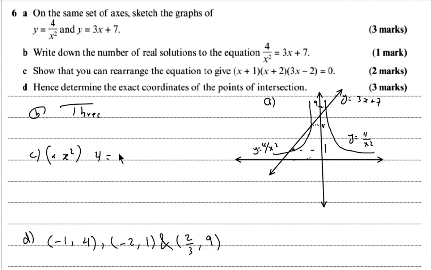To get 4 equals 3x^3 plus 7x^2. So we can rearrange it to be 3x^3 plus 7x^2 minus 4 equals 0, right? And also expanding all the three brackets will give us the same equation. You should expand all these three brackets and you will find that you will get the same equation here.